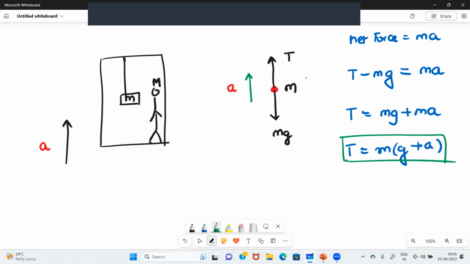So what is the conclusion? When the lift is moving up, the effective acceleration is not g. How much is it? g plus a. When the lift is moving down, what was the effective acceleration? g minus a. Very good.